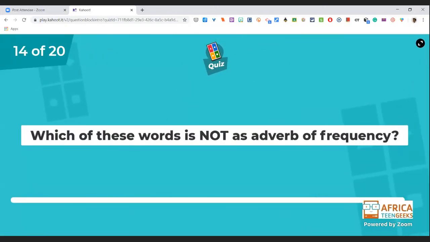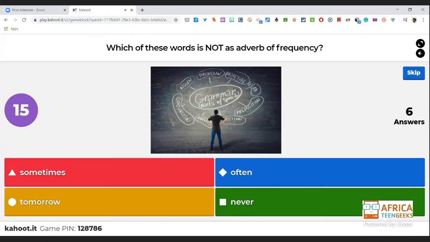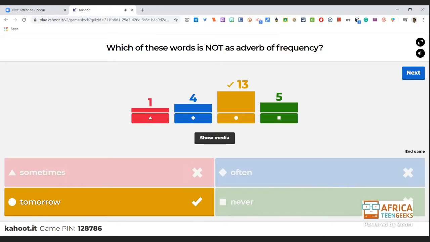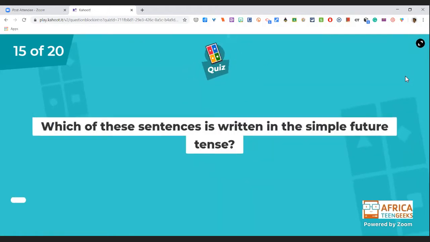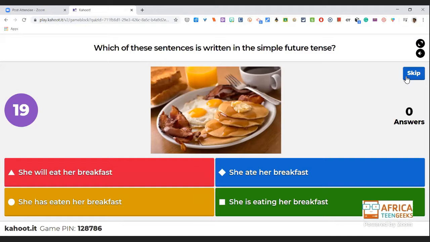Which of these words is not an adverb of frequency? Remember which question you should ask for an adverb of frequency? Right, 13 people got tomorrow. Good. So as soon as you see the word adverb of frequency, you have to say to yourself, oh, I have to ask the question, how often? How often? Sometimes. How often? Often. How often? Never. How often? Tomorrow. Doesn't fit in with how often. So tomorrow is the odd one out. Good. Let's see how Kira's on the way up. Good. Right. Let's go on. Which of these sentences is written in the simple future tense?